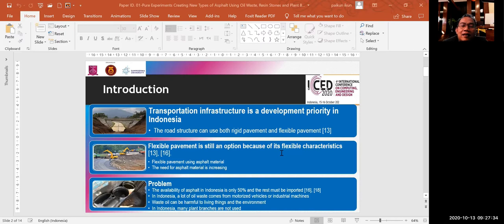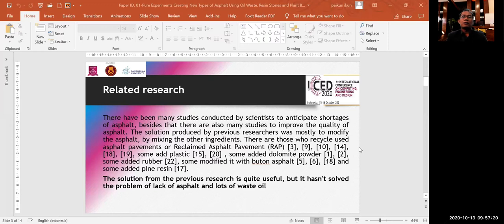In Indonesia, a lot of oil waste comes from motor vehicles or industrial machines, which can be harmful to the environment. In Indonesia, many plant branches are not used. This is the research literature related to the asphalt topic.